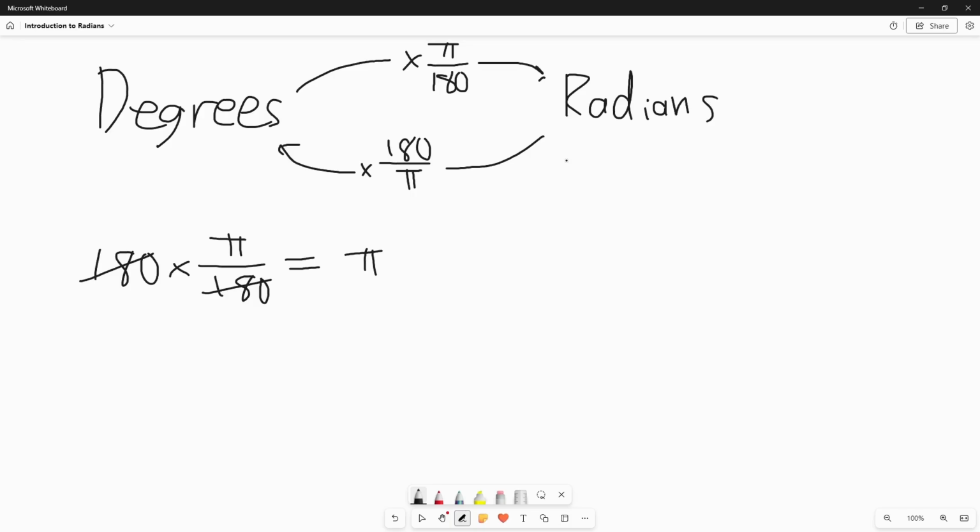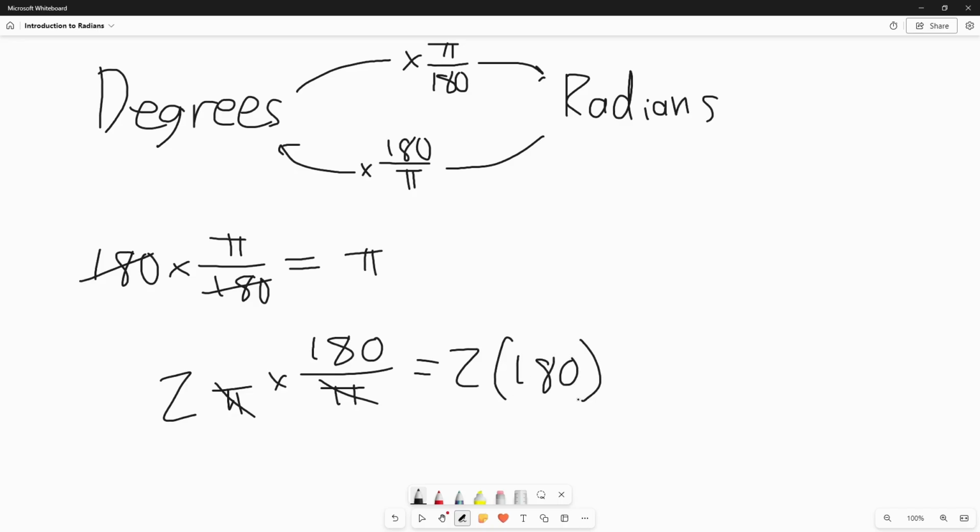And if we want to convert radians to degrees, let's say 2 pi radians to degrees, then we need to multiply 2 pi times 180 over pi. And we should get 360, because we already said before, 2 pi radians is equal to 360 degrees. And these pi cancel out and we get 2 times 180, which is 360 degrees. So both of these work.